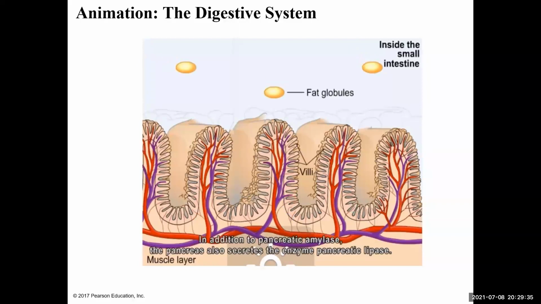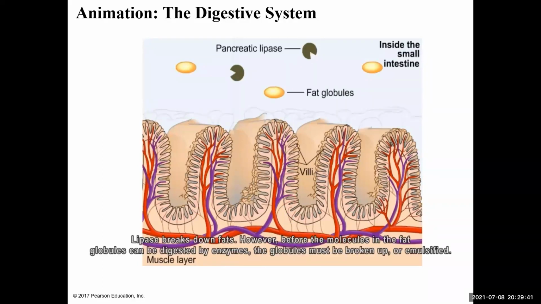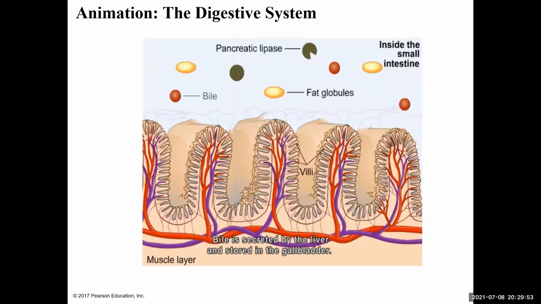In addition to pancreatic amylase, the pancreas also secretes the enzyme pancreatic lipase. Lipase breaks down fats. However, before the molecules in the fat globules can be digested by enzymes, the globules must be broken up or emulsified. Bile is secreted by the liver and stored in the gallbladder. The gallbladder releases the bile into the small intestine, where the fat globules from food, lipase from the pancreas, and bile salts from the liver come together.